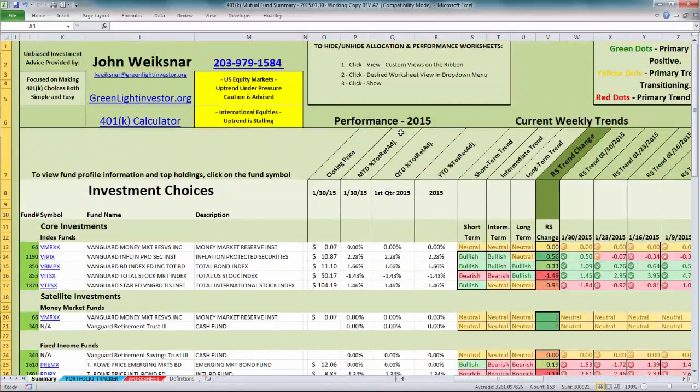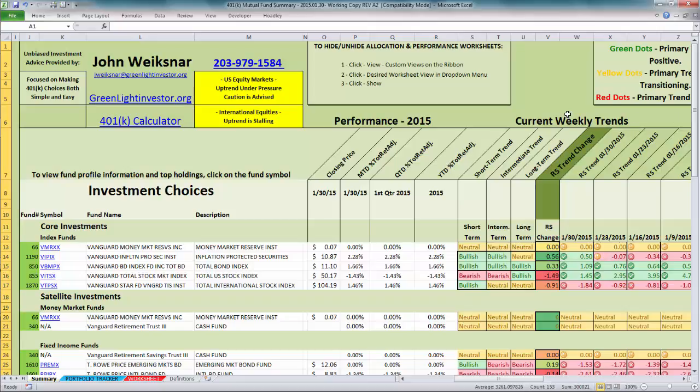The next column that's really important is the performance. Each week we'll update that so you can see how your various investment choices are performing. We start out with the closing price each week. We'll have a month-to-date total return, quarter-to-date total return, and a year-to-date total return, so you can see how your fund choices are performing.